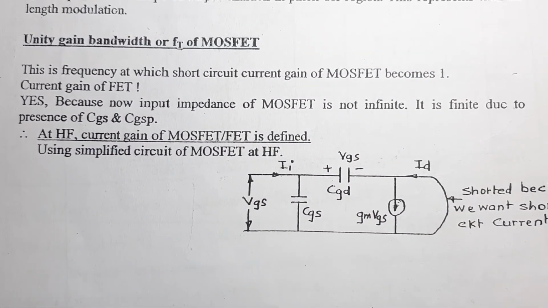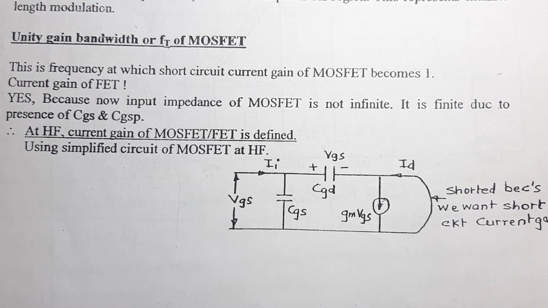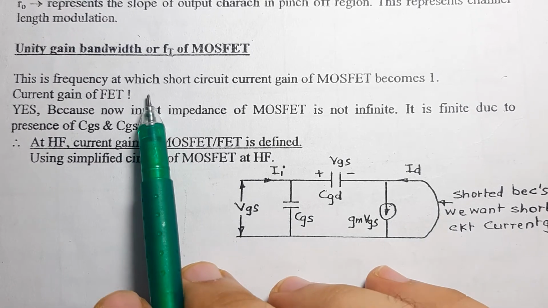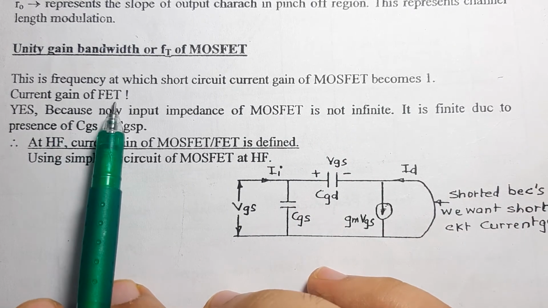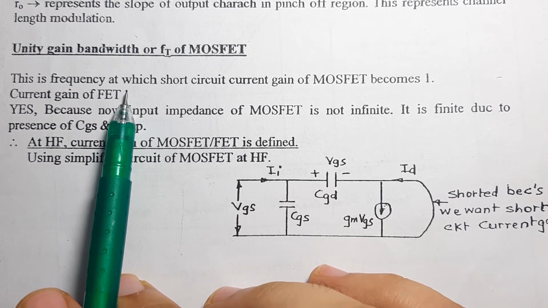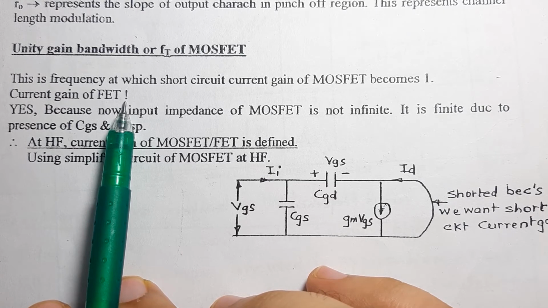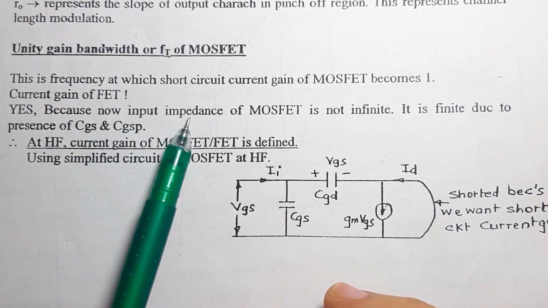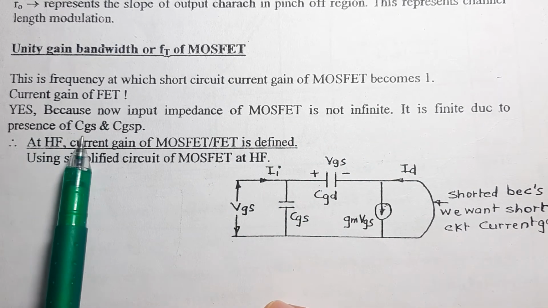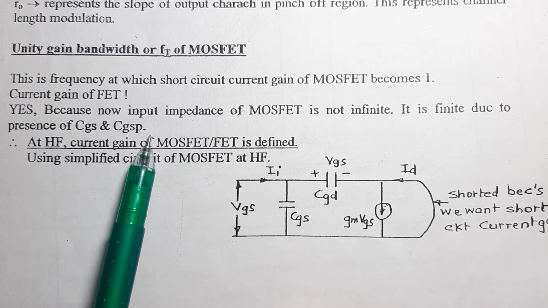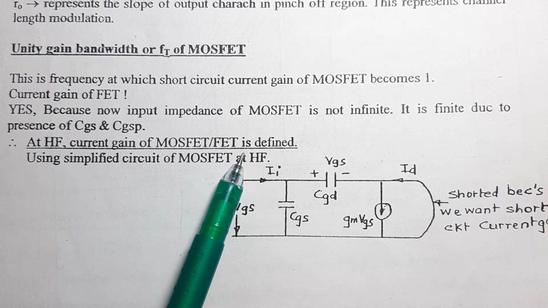And we will now proceed to unity gain bandwidth or fT for the MOSFET. This is the frequency at which the short circuit current gain of the MOSFET becomes 1. Yes, the current gain of the FET is somewhat important. Up till now we haven't discussed the current gain of the FET. Today for the very first time we are introducing the concept of current gain in FET. Now the input impedance of the MOSFET is not infinite. It is finite due to the presence of CGS and CGSP over here. Therefore, at high frequency, the current gain of the MOSFET or FET is defined.